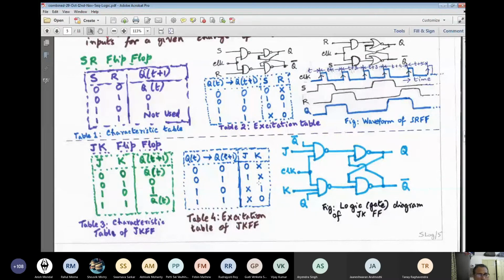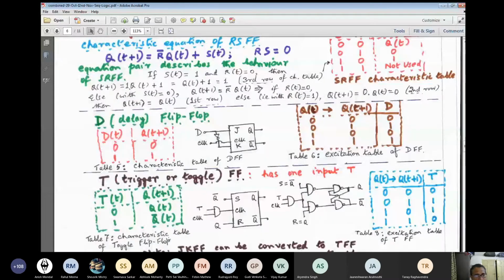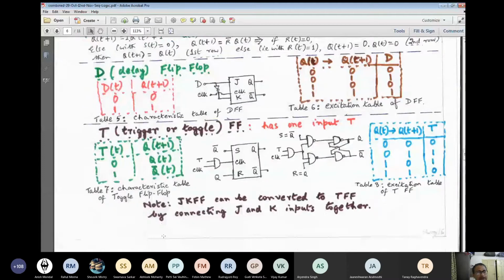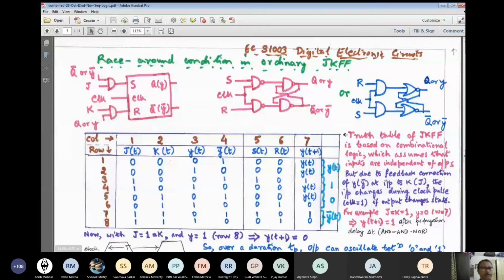What is that problem? The problem will occur particularly in the 4th row, that means when J and K are both 1, the toggling should happen. And if it is a level triggered flip-flop, let me show that it will suffer. There is a potentiality of some problem. That is called the race around condition in an ordinary JK flip-flop.